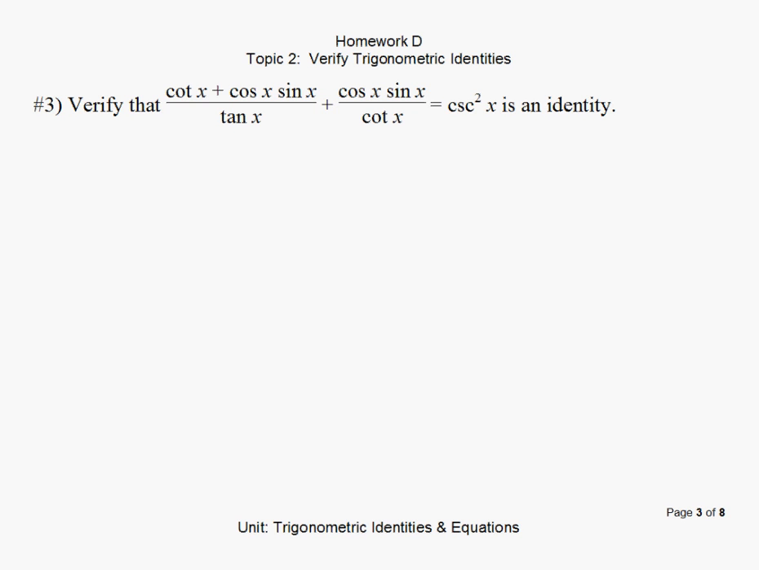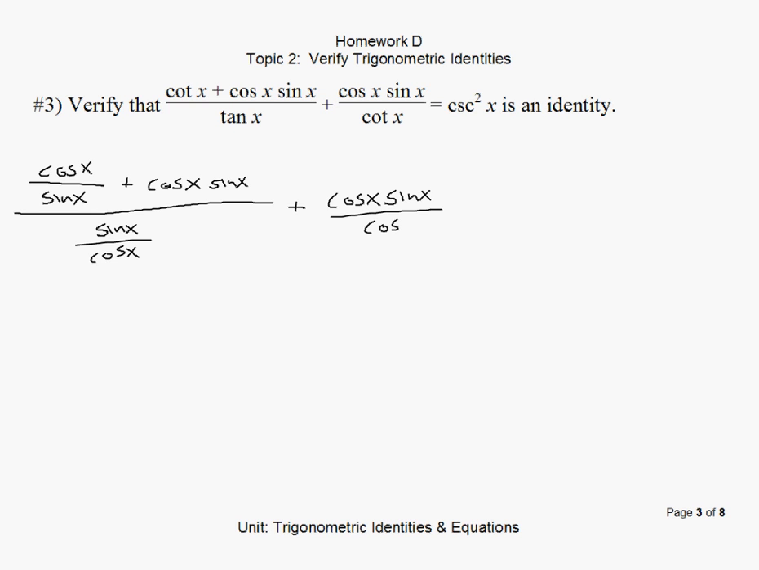Number 3, this one is a doozy. If you change cotangent to cosine over sine, if you change the denominator, tangent, to sine over sine, if you change the other cotangent to cosine over sine, you get this. Lots of different ways to continue from here, but this seems to be the way that requires the least amount of work that I've seen.